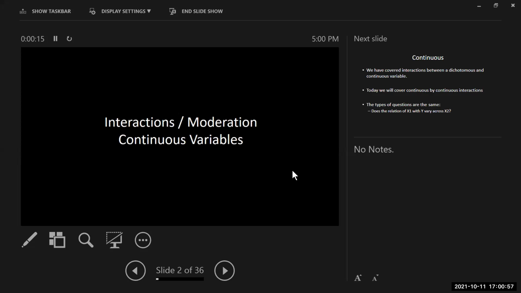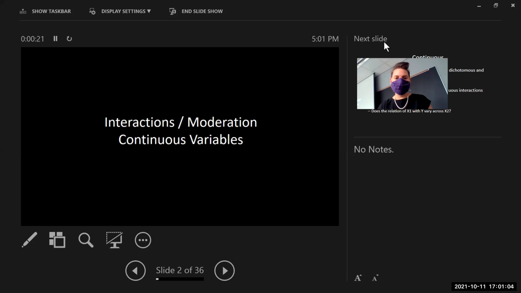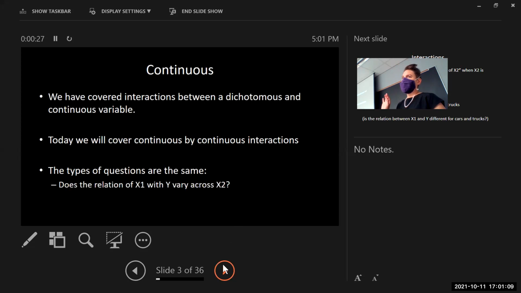Moving on from interactions between a categorical predictor and a continuous predictor to interactions between two continuous predictors. We have now talked a lot about what it means to have different slopes for two different categories of something, like males and females or trucks and cars. And today we're going to go over continuous interactions. But the types of questions we can ask are actually still almost identical. We're still asking the question of whether x1 relates to y and whether that's dependent on x2.